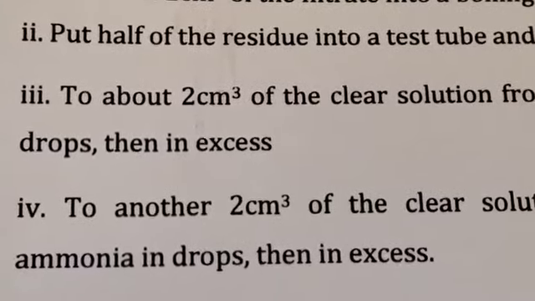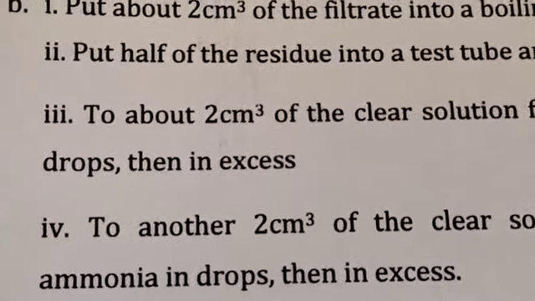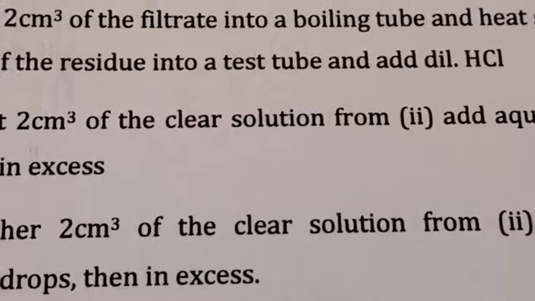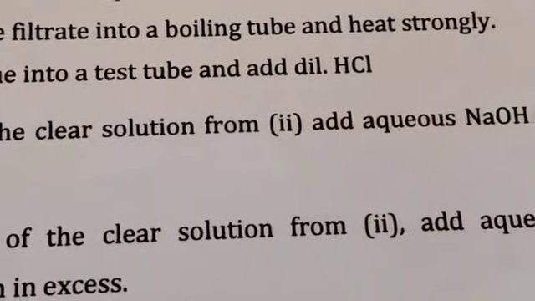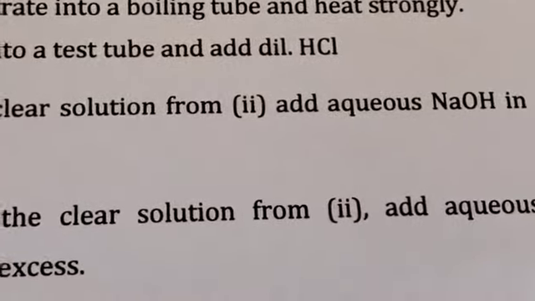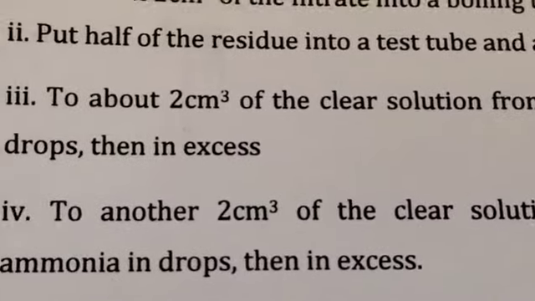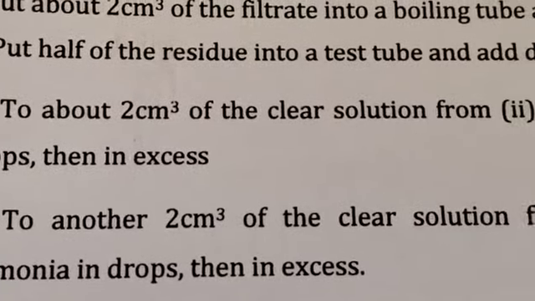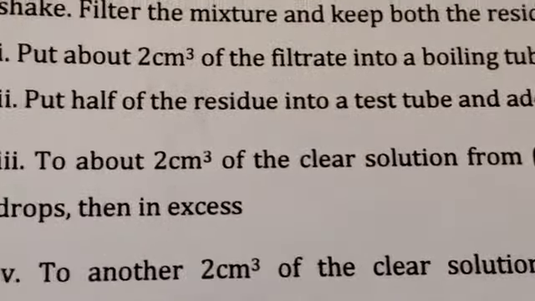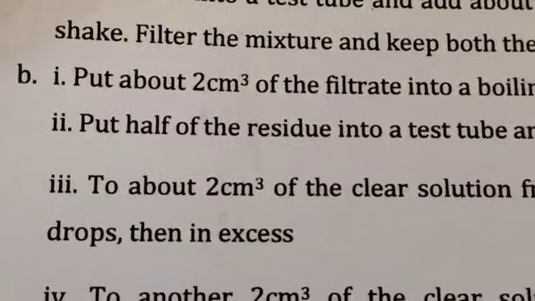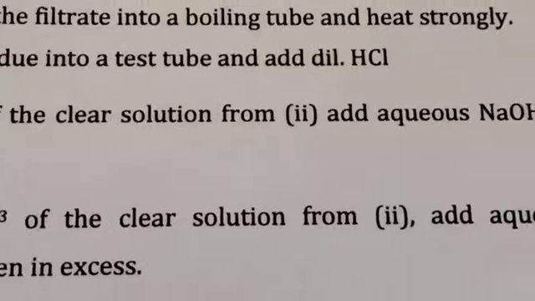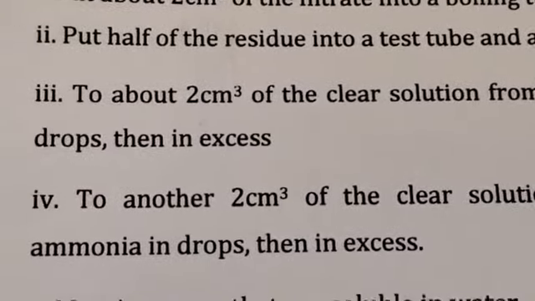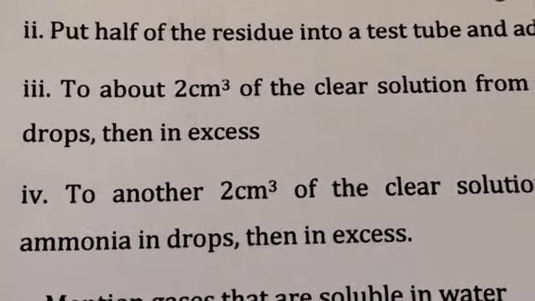Then BIII says, to about 2 cm³ of the clear solution from II, add aqueous sodium hydroxide in drops and then in excess. II is the one where you added the residue and HCl. Add sodium hydroxide in drops and then in excess. Go to the solution for III.